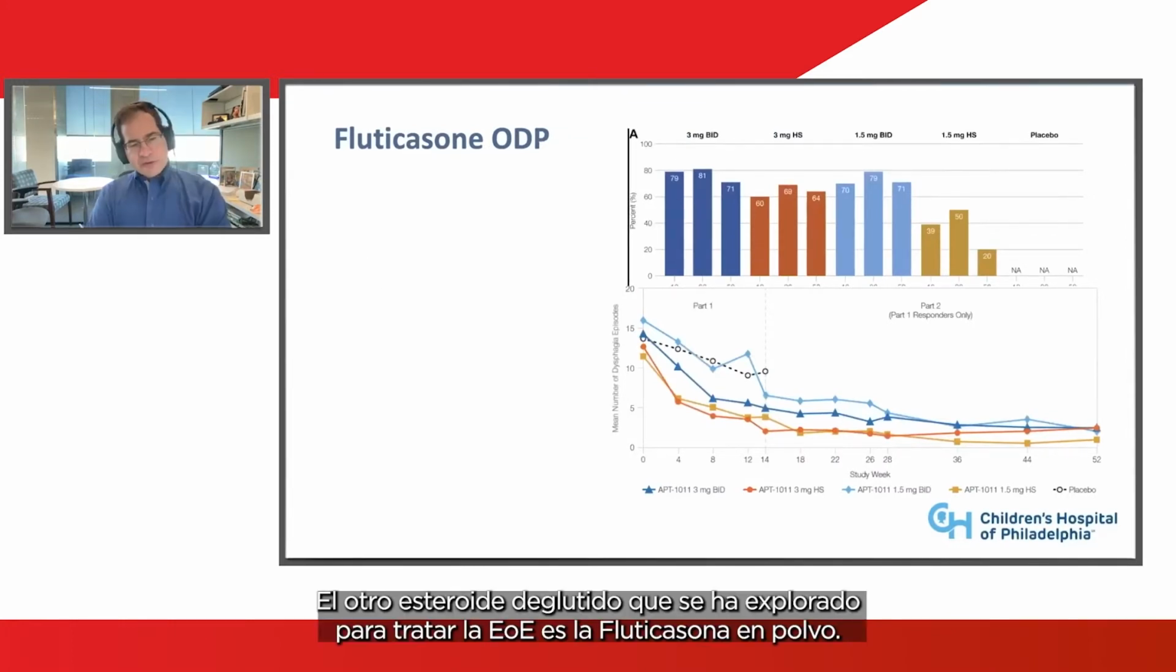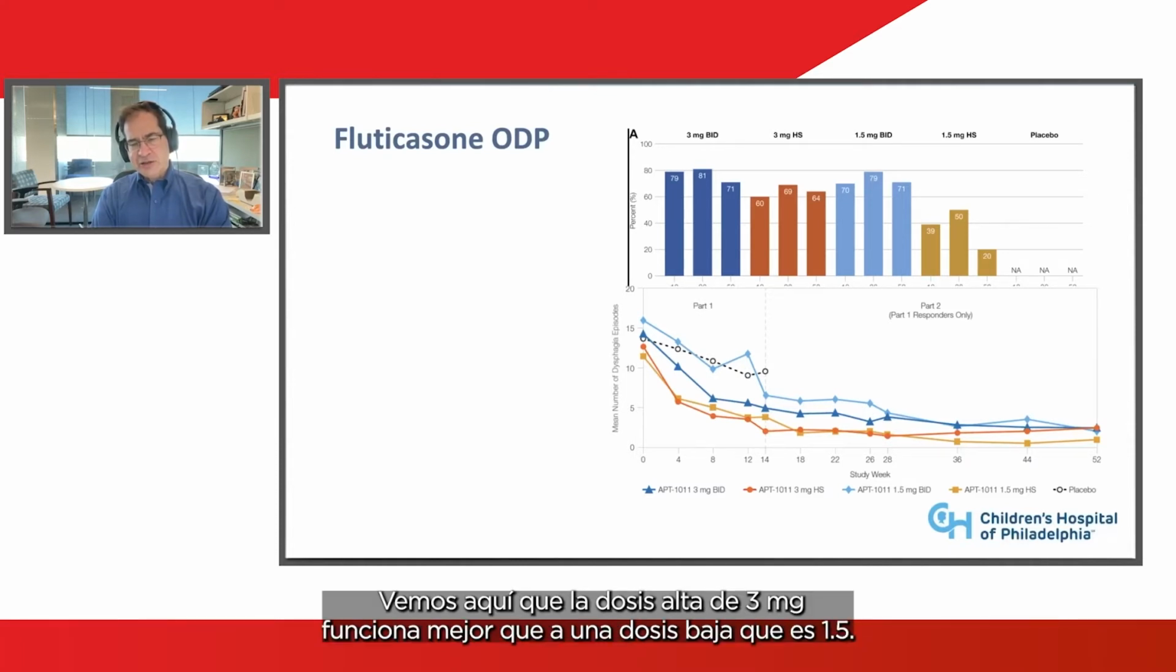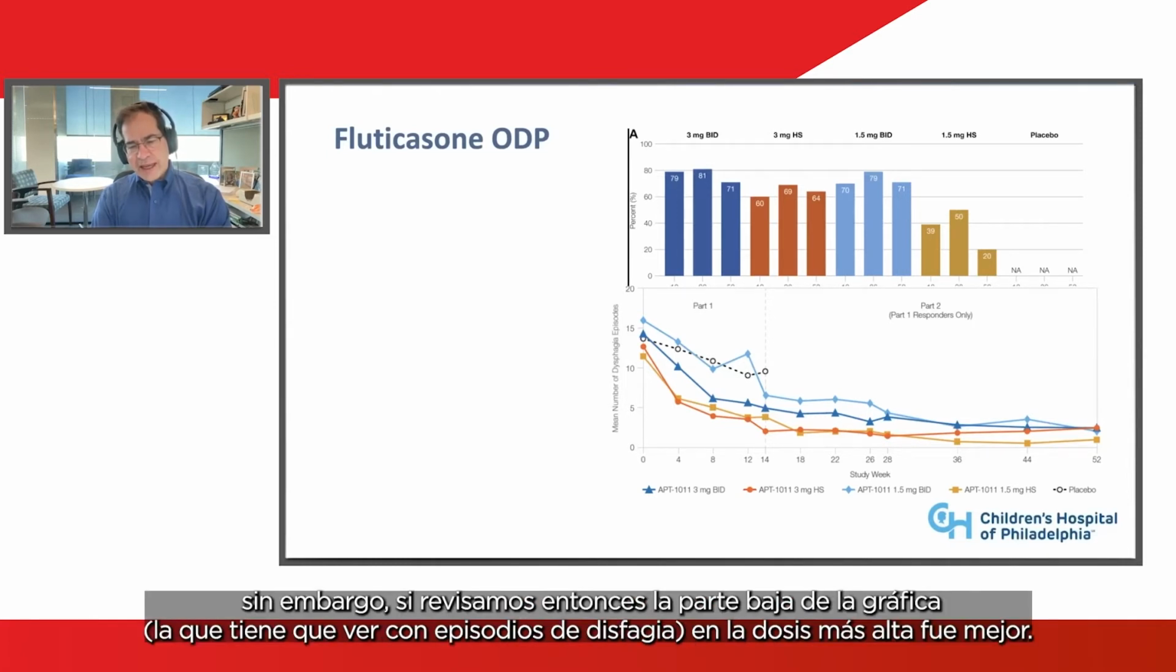The other form of swallowed steroids that are being explored for the treatment of EOE is fluticasone powder. And this is in a phase 2 trial. We look at 2 different figures here. The top figure is looking at improvement in eosinophil counts. As you can see, the higher doses of 3 milligrams BID work better than the lowest dose, the 1.5. There's pretty much equivalent between the 3 and the 1.5. If you look at the bottom, which is the episodes of dysphagia counts, again, the higher doses seem to work relatively equivalently.